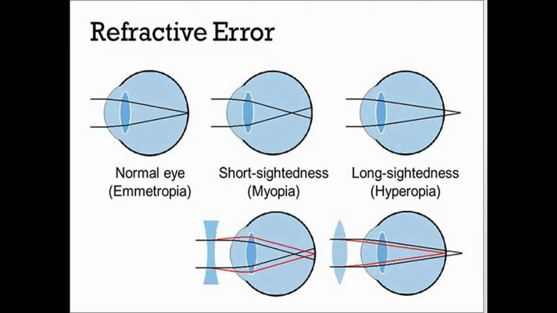So normal eye is called emmetropia, short sight is called myopia, long sight is called hyperopia. And short sightedness or myopia is corrected using concave lens, and long sightedness hyperopia is corrected using convex lens.